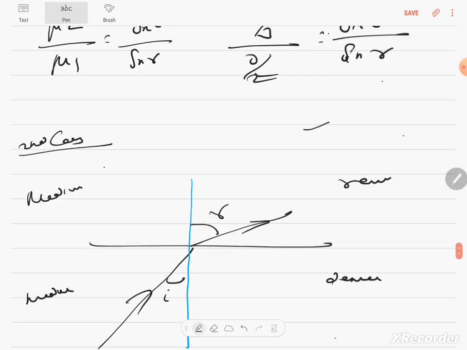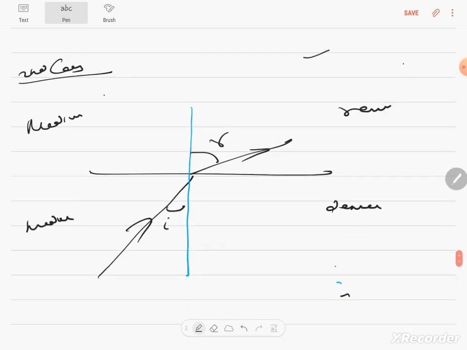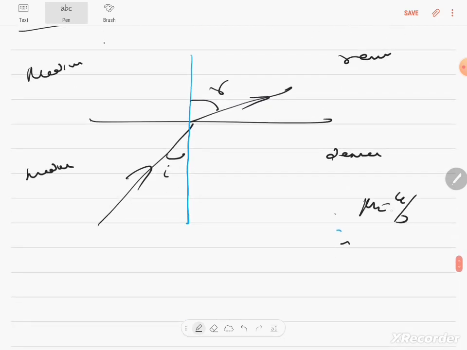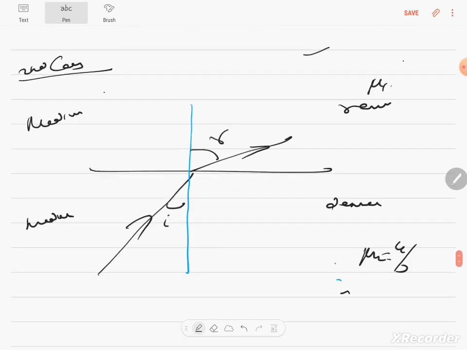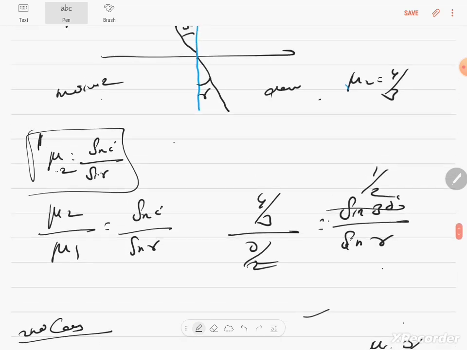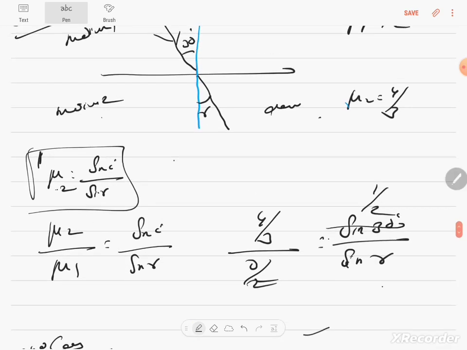What is the refractive index of second medium? We saw it is 4 by 3. Mu 2 is 4 by 3. What is the refractive index of first medium? We saw it to be 3 by 2. Correct? Now since it's entering from denser to rarer, I can't write mu is equal to sin I by sin R. I have to write 1 by mu is equal to sin I by sin R. Whenever it's entering from denser to rarer, it's 1 by mu is equal to sin I by sin R. Whenever it's entering from rarer to denser, mu is equal to sin I by sin R. Clear? Don't get confused by what the teacher says. Write it like how I'm saying.